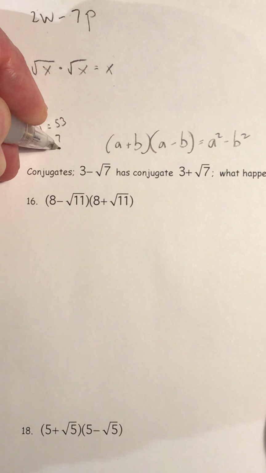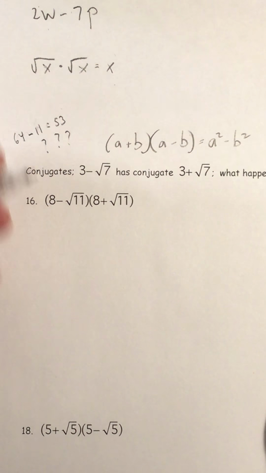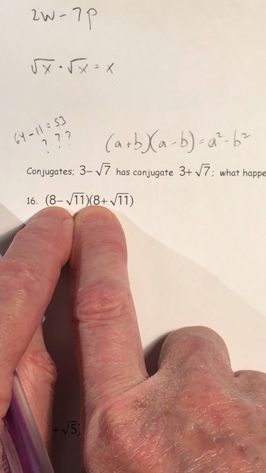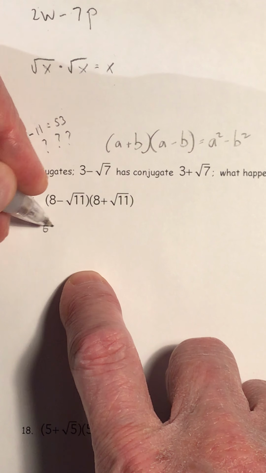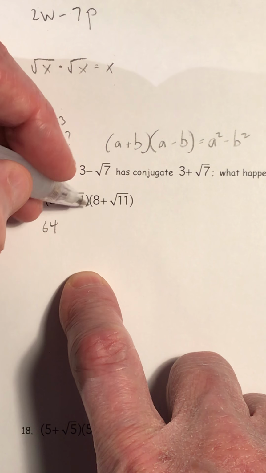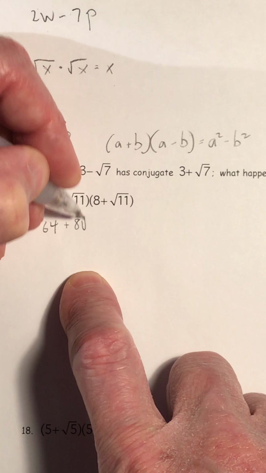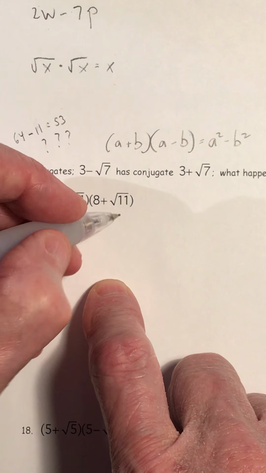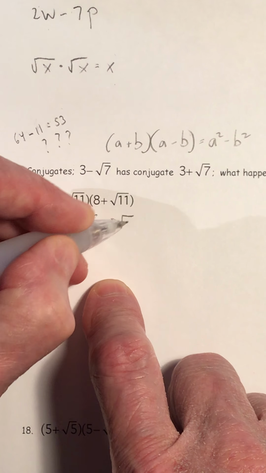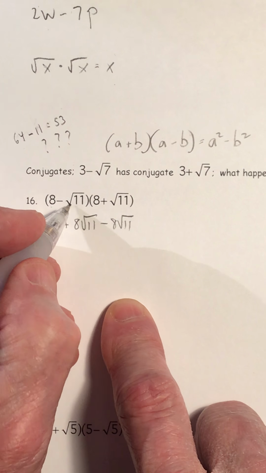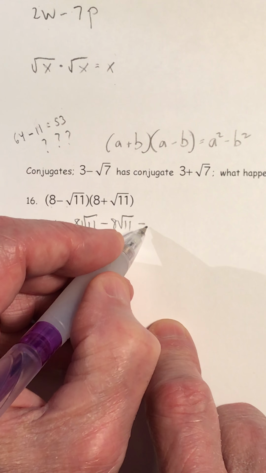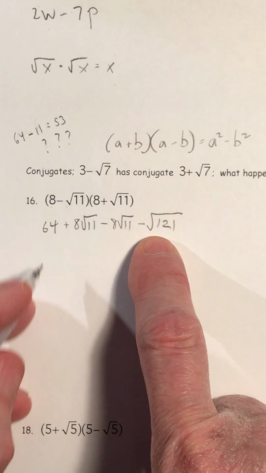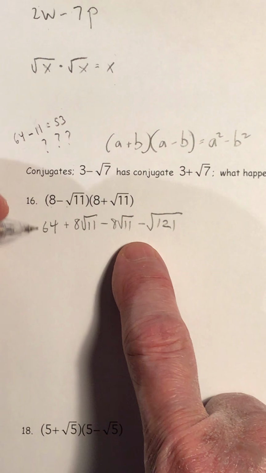So we'll see. Put question marks. This is a mystery. Let's see, does it really happen? We'll do it the old-fashioned way, FOIL it out. 8 times 8, 64. Then 8 times root 11, that's plus 8 root 11. Done with the 8. Minus root 11 times 8, that's minus 8 root 11. And finally, minus root 11 times plus root 11, that's minus square root of 121. I could have just said minus 11, but too late, I already wrote that.